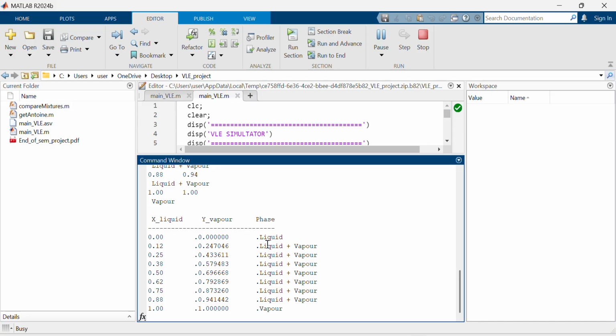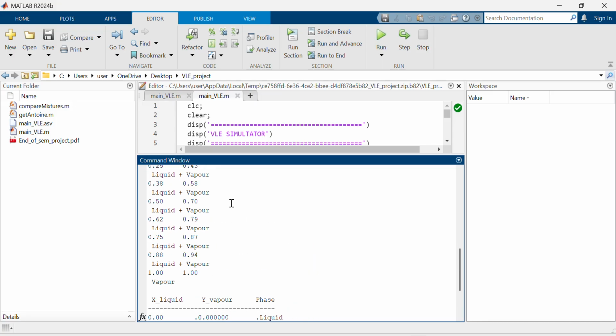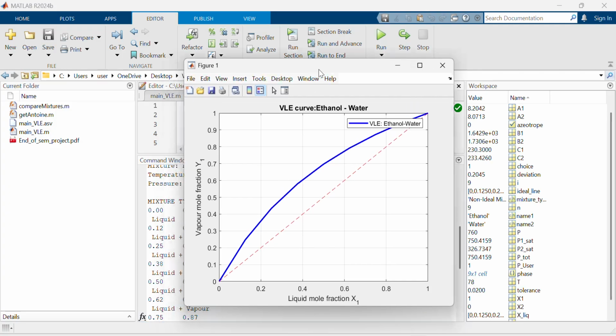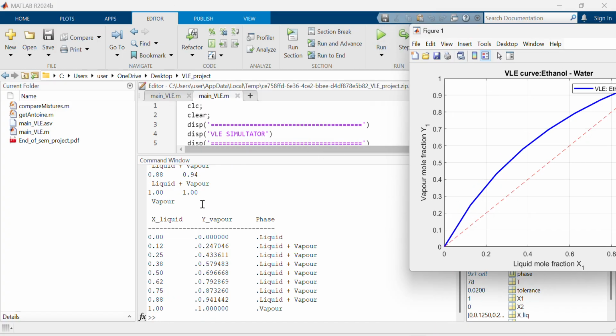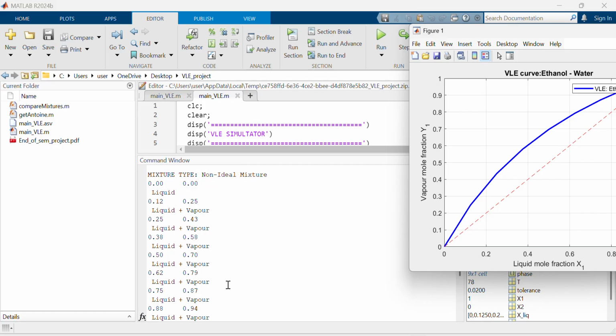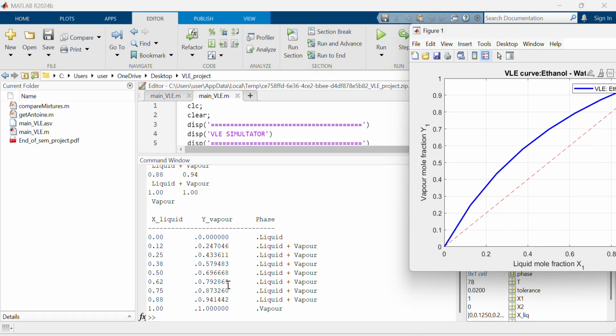Now, this is the outcome. At a pressure of 1 atm and 78 degrees Celsius, the type of mixture that we have is a non-ideal mixture. And if it's a non-ideal mixture, what type of non-ideal mixture is it? Is it an azeotrope or non-azeotropic? We will finalize that on our graph. But now, let's look at the composition and the phase.